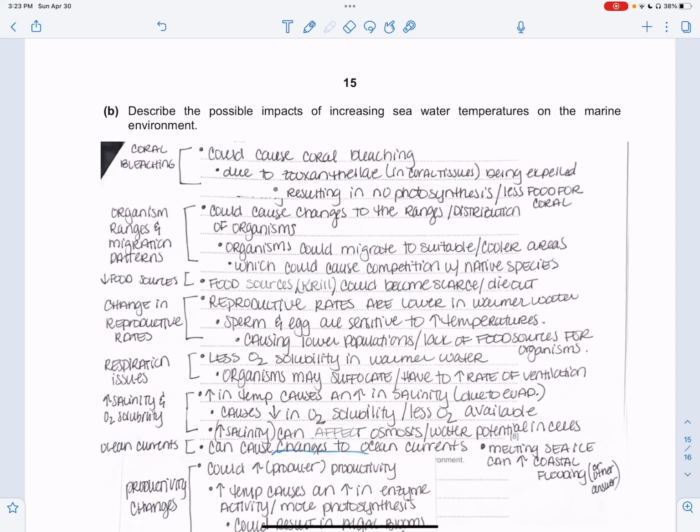All right, easy question here, but there's so many answers. I just literally don't want to rewrite it. Describe the possible impacts of increasing seawater temperature on marine environment. And so the way that I've sorted these is on the left side, I kind of categorize them based on what the answers are referring to.